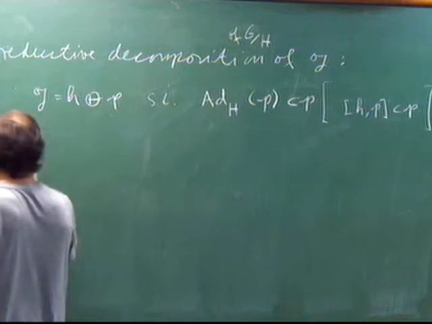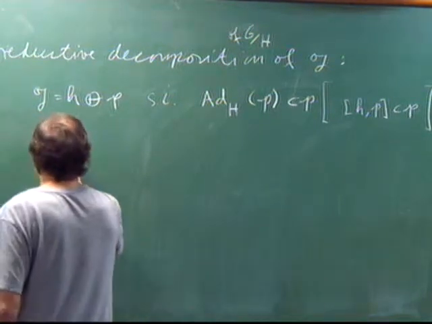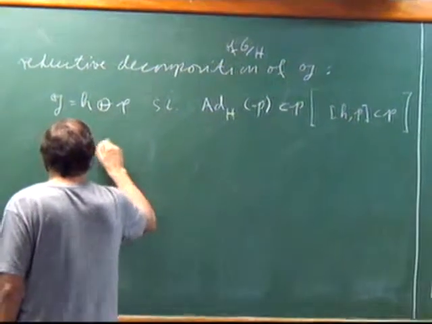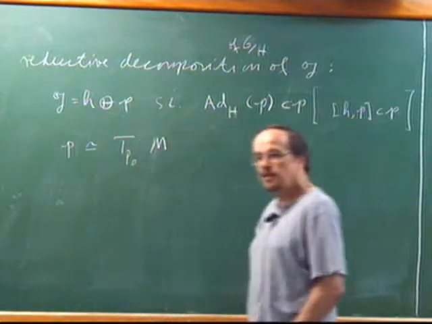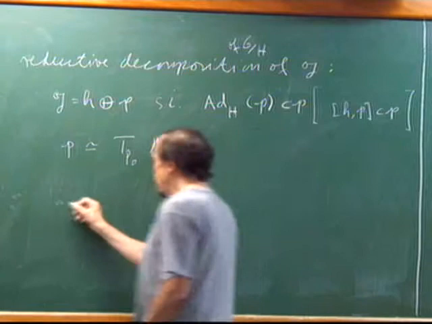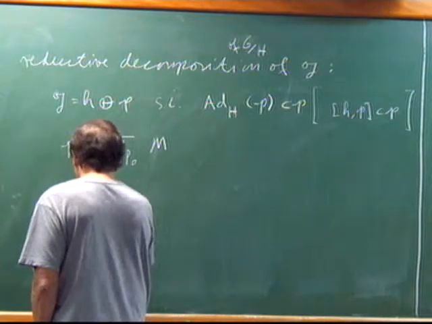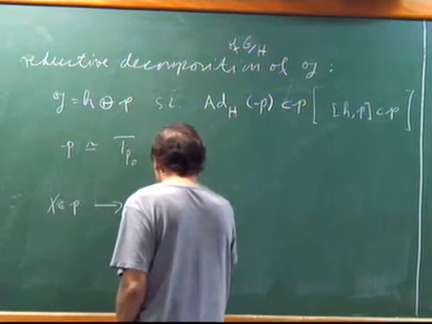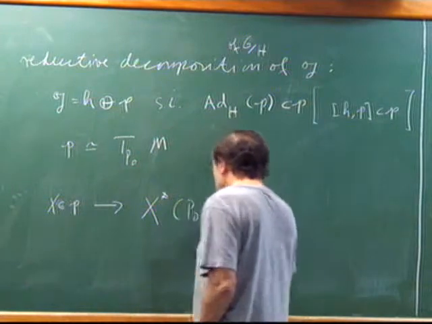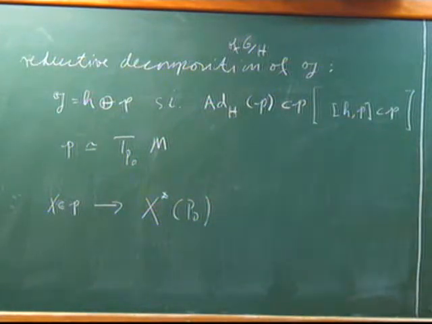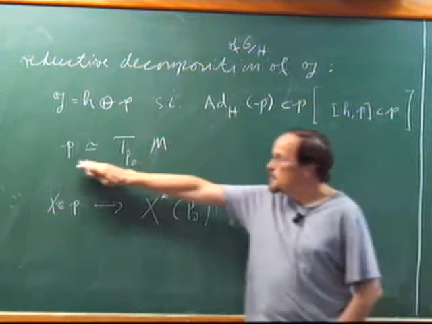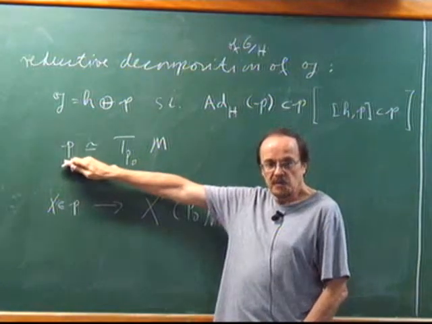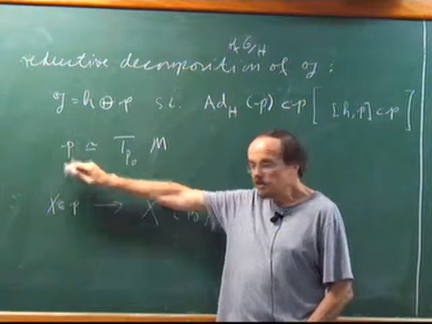And now I can use this to identify 𝔭 with the tangent space of the manifold at the base point p naught by taking a vector x in 𝔭 and sending it to the action field at the point p naught. We defined it over there. That's a natural identification of the manifold with something inside the Lie algebra. And we want to do Lie algebra computation, so that's what we want.